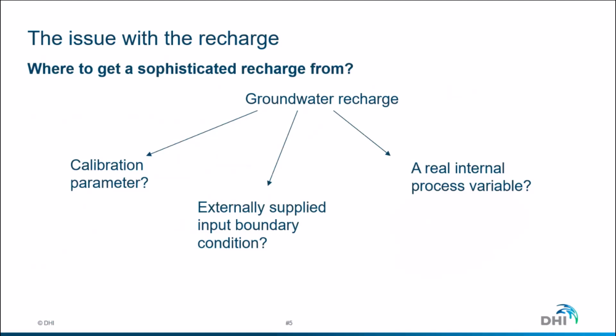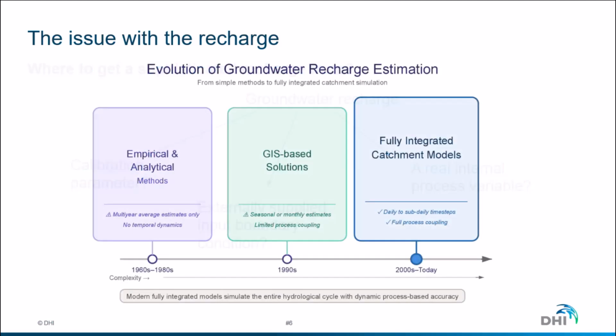Now, you can treat it in 3 different ways, basically. You can see it as a complete calibration parameter. That means you start with a rough guess, or you take the precipitation multiplied with a factor. Or you calculate it externally with third-party software and supply it as an input boundary condition to your model, for example with GIS-based solutions, or you take an empirical or analytical function. Or, as a third option, you treat it as a real internal process variable. This is the way fully integrated models like Mike SHE produce recharge.